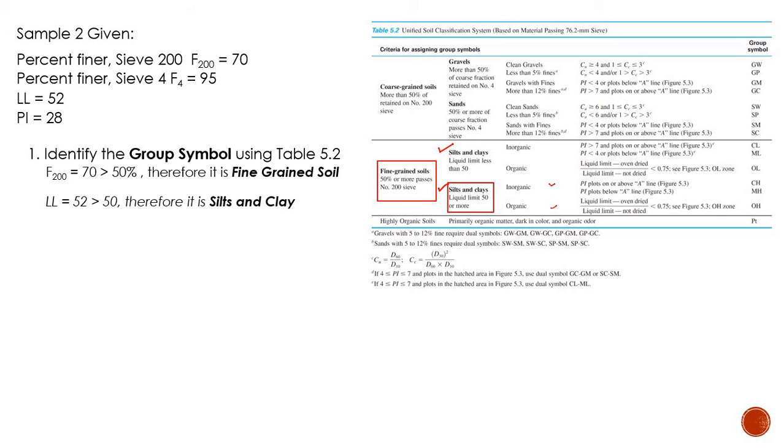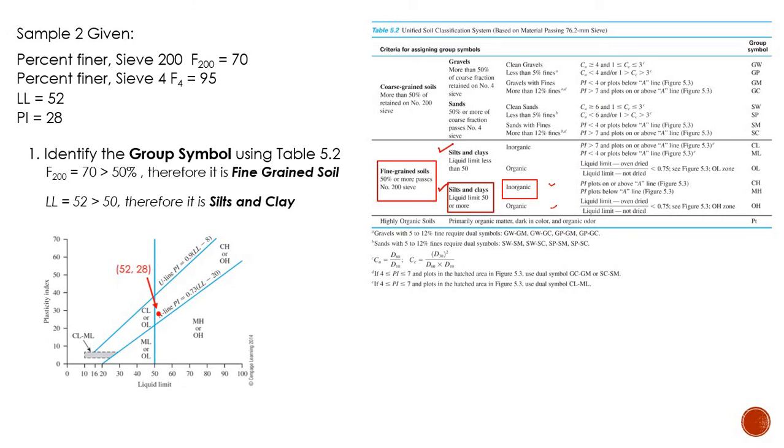Because the organic, ito yung mga recycled or mga compost. So, those are not our interest. Our interest are the inorganic soil. So, by default, that is inorganic. And then we check if plasticity index plots on or above A line or if plasticity index plots below A line. So we have to plot it on the plasticity chart.